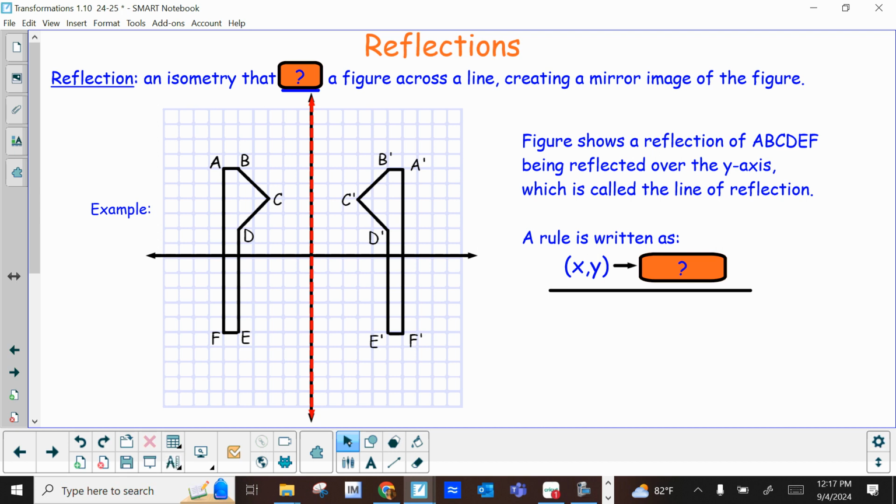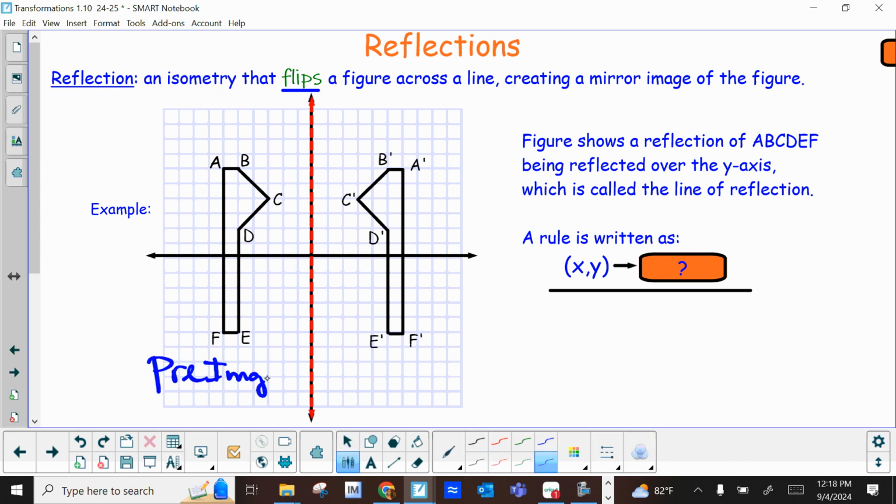All right, next type of transformation is a reflection. This is an isometry that flips across a line, creating a mirror image. So here's the pre-image, and then here's the image over here based on the prime notation. Okay, the way I like to see it, the red line is your line of reflection. The C is here. Notice it's 3 units away. Well, guess what? It's going to be 3 units away in the opposite direction.